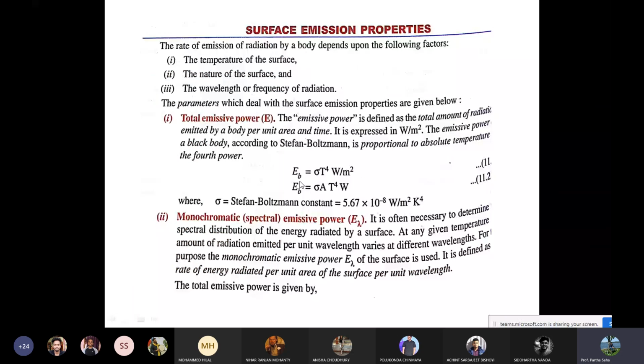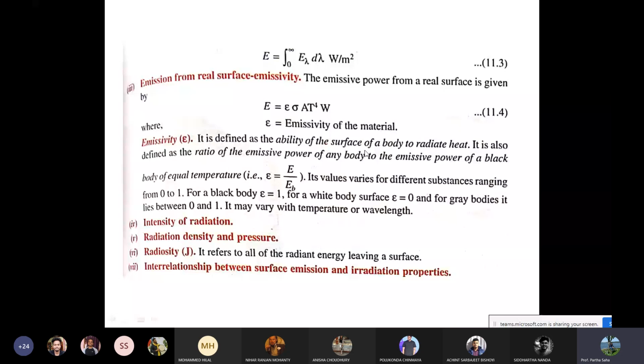Now, emissivity is defined as the ability of the surface of a body to radiate heat. It is defined as the ratio of the emissive power of any body to the emissive power of a black body, given by E by E_b. For a black body, epsilon is 1, while for a white body, epsilon is 0. For a gray body, it varies between 0 and 1. That is why epsilon appears in the expression, because a real surface is neither a white body nor a black body; it is in between. Emissivity also varies with temperature and wavelength.